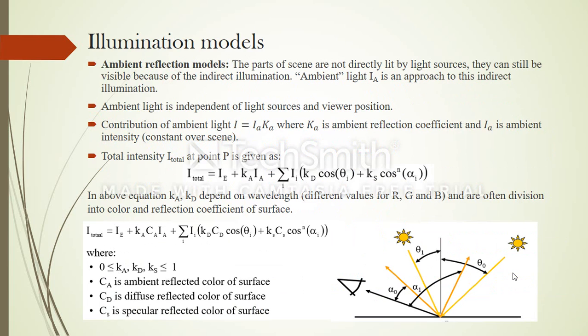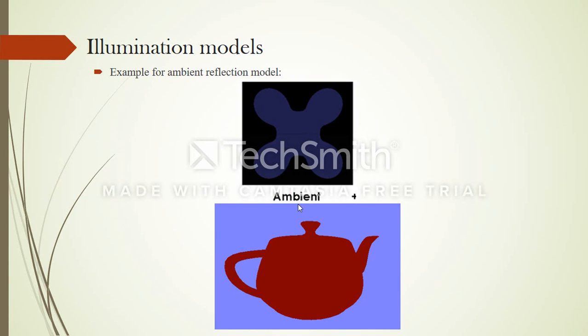Ambient reflection model. The parts of the scene not directly lit by light sources can still be visible because of indirect illumination. Ambient light IA is an approach to this indirect illumination. Ambient light is independent of light sources and the viewer's position. The total intensity I total at a point P can be given by the following equation. Here are some examples for the ambient reflection model.